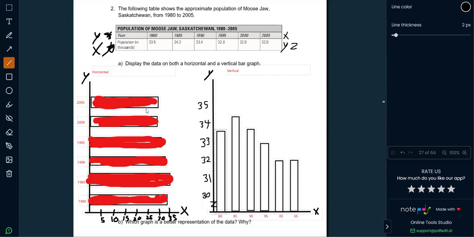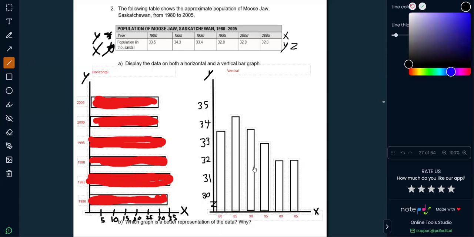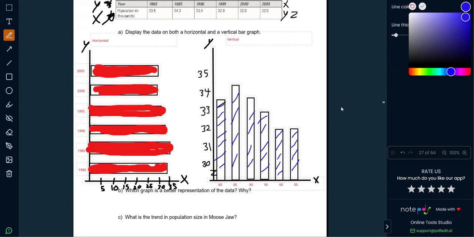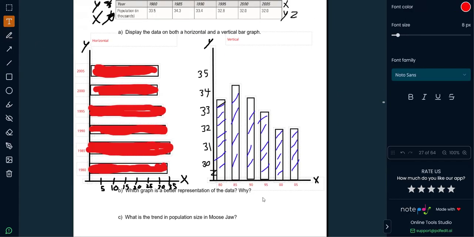And same thing as before, I can go here and do my lines. This is just a minor thing. It doesn't mean a lot. It's just giving it some substance. But yeah, so there's vertical and there's horizontal here. So which of these graphs do you think is a better representation of the data? Now, obviously, you're going to go with the vertical one because we've done that zoomed in thing.